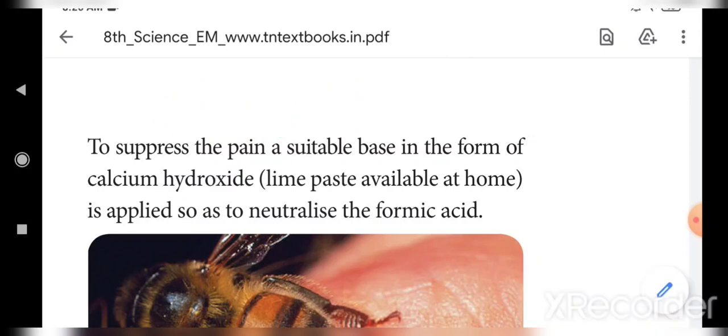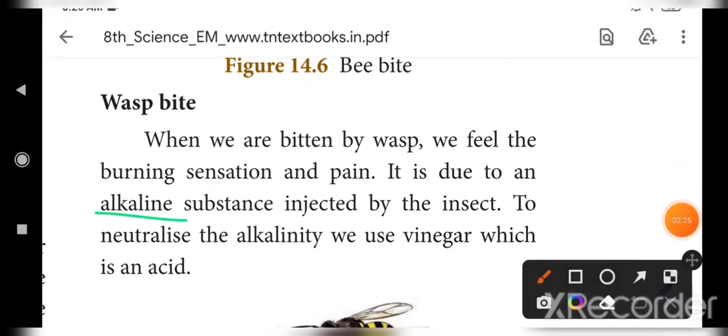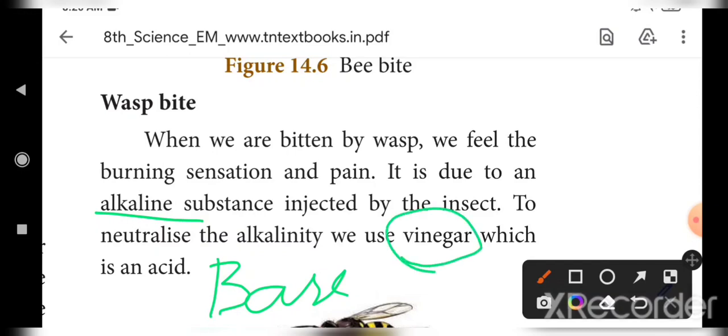Okay, the next one is the wasp bite. When we are bitten by a wasp, we feel a burning sensation and pain. The same, it is due to an alkaline substance. Underline the words alkaline substance. Alkaline means a base. So the wasp produces an alkaline substance, so we add an acid. Vinegar is the acid. So we add vinegar, and it neutralizes the alkalinity.